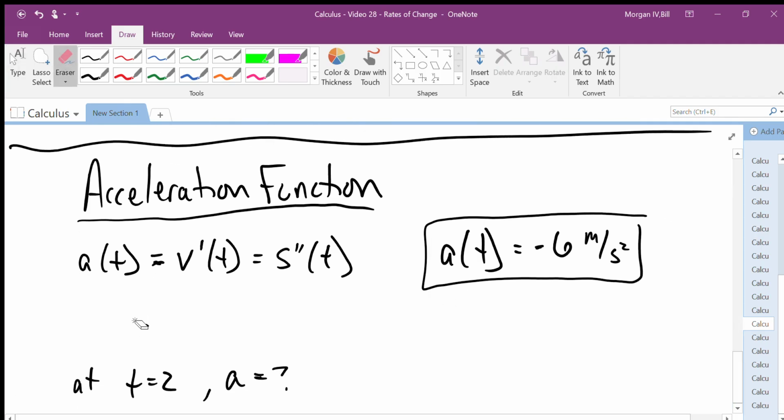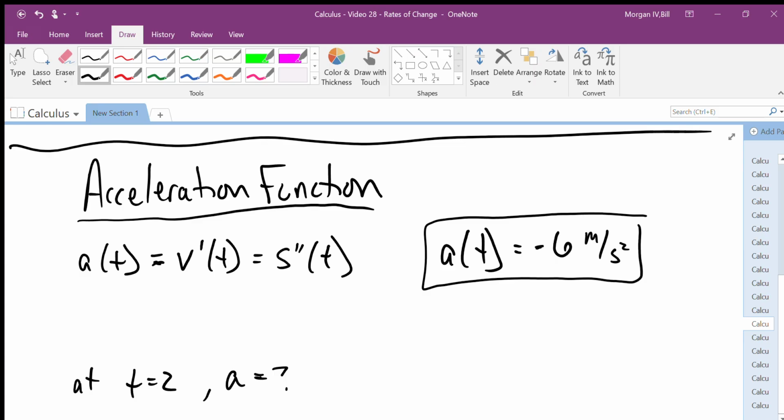Had it set up there and didn't use it. All right, a of t is negative 6. It's a constant acceleration, and that's actually how it is on Earth as well. When we throw a ball up in the air, gravity acts as an acceleration function, but it's a constant acceleration. Acceleration due to gravity is a constant negative 9.8 meters per second squared anywhere on Earth, basically. It just adjusts slightly depending on altitude, but it's such a small adjustment.